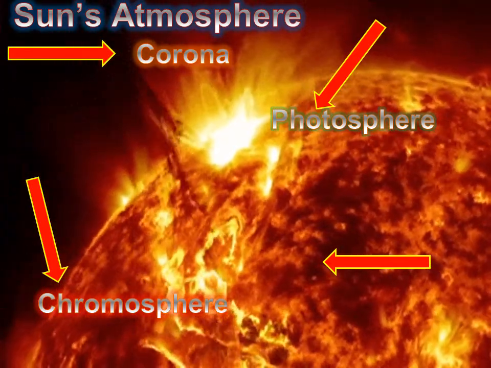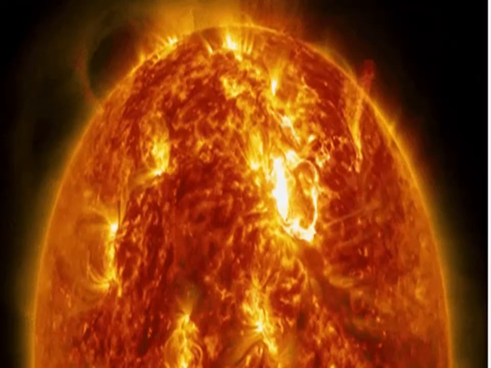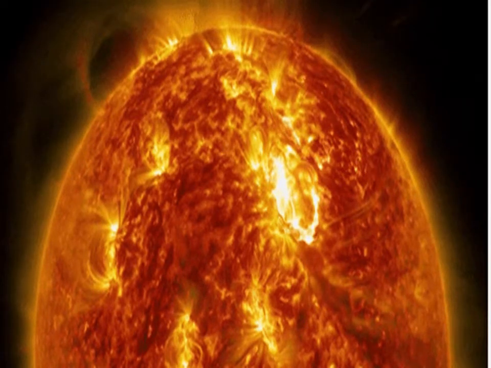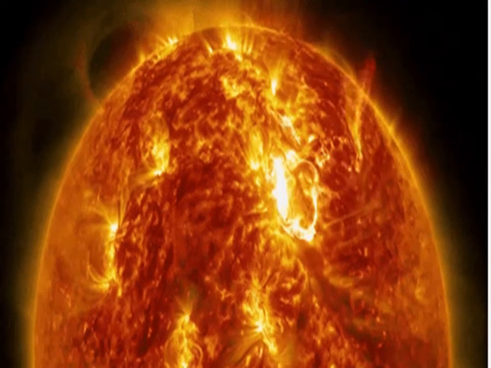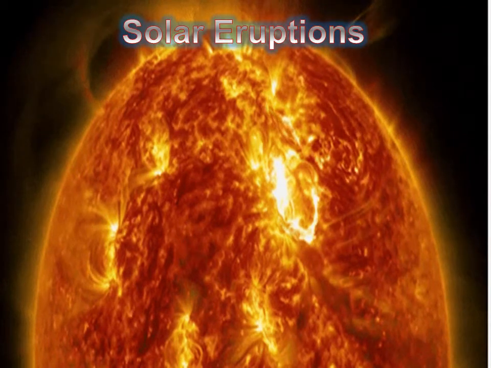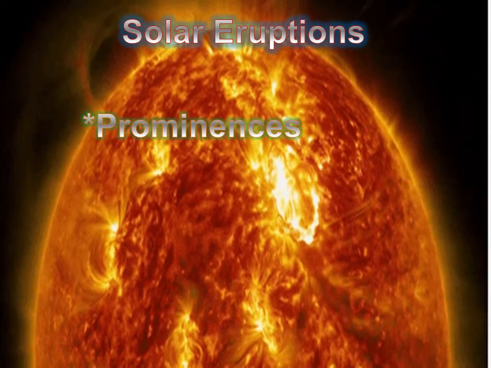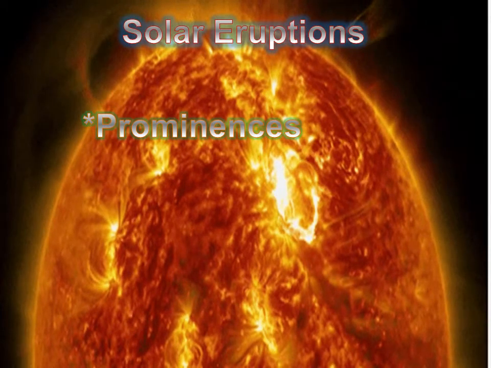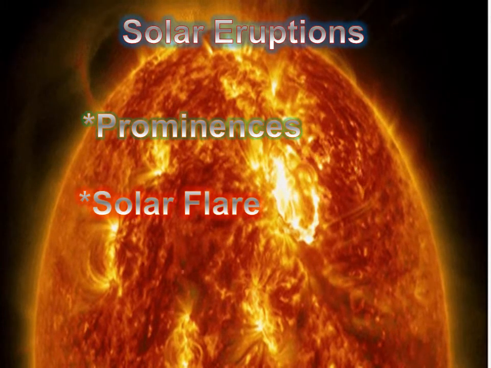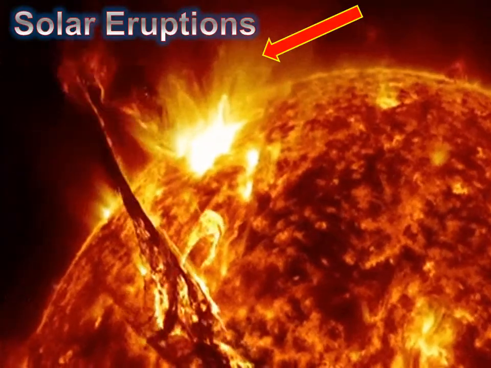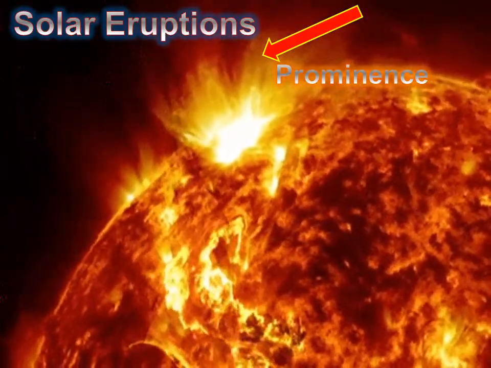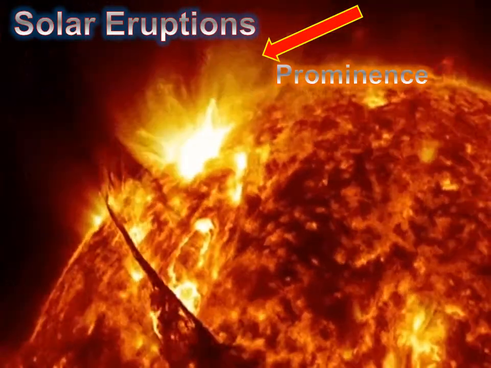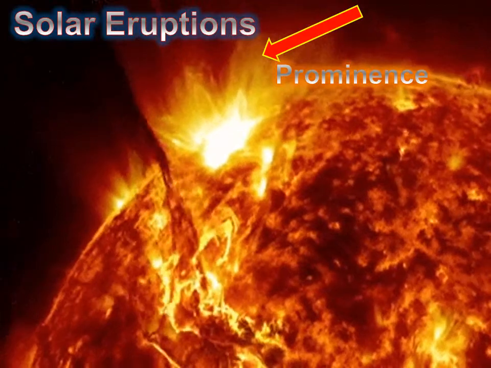Okay, now, the sun also has solar eruptions. The two types of solar eruption that take place on the sun are prominences and solar flares. A prominence looks like a ribbon of glowing gases that leaps out of the chromosphere into the corona.